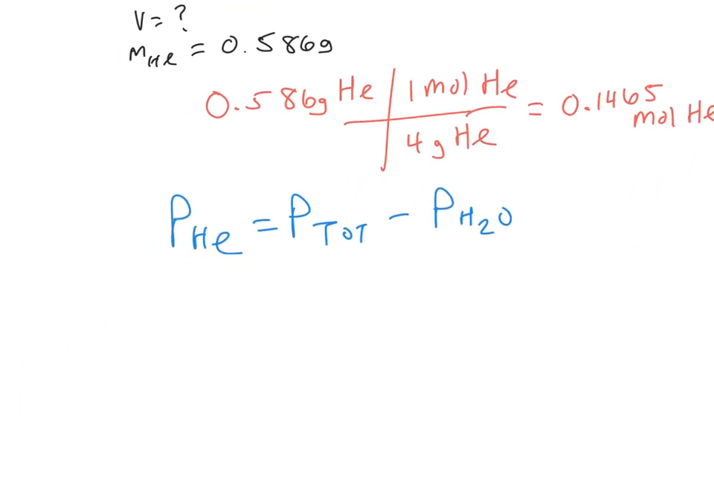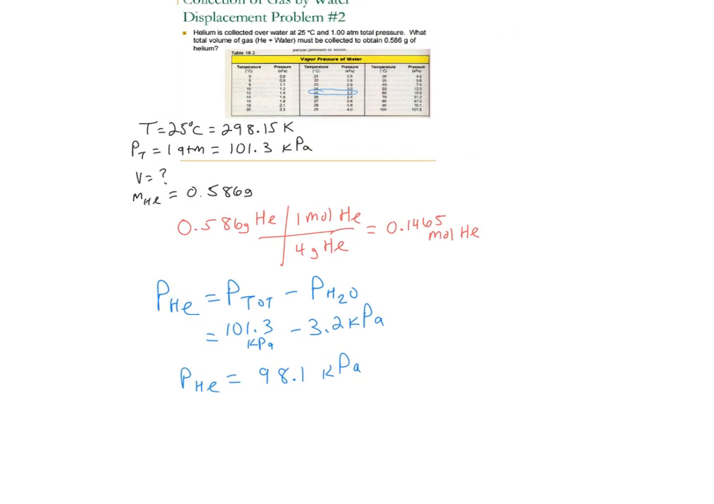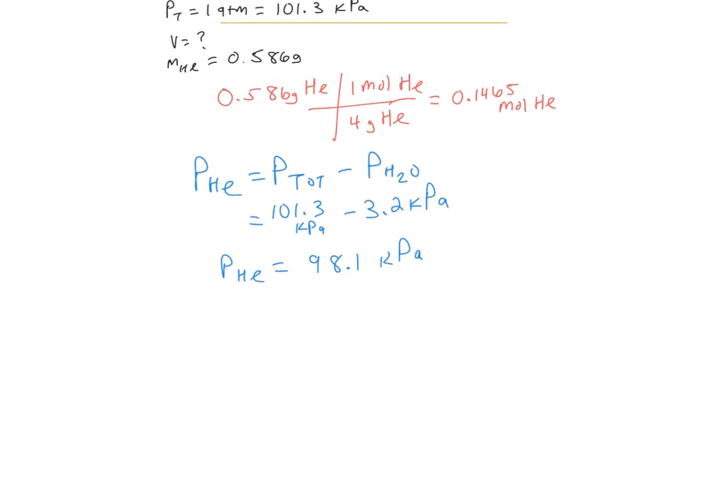So I'll write that down. Partial pressure of water, 3.2 kilopascals. The total pressure was 101.3 kilopascals. So just a little bit of subtraction here to give me the partial pressure of the helium, and I have 98.1 kilopascals. Okay, now I've got enough to do the ideal gas law just around helium in the mixture with the helium and the water.